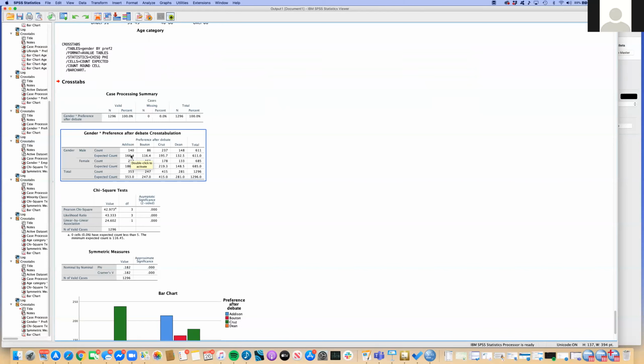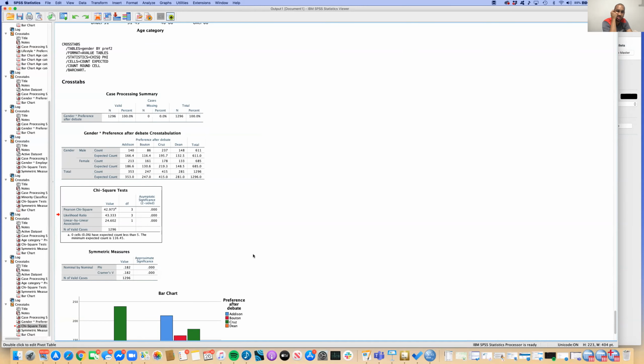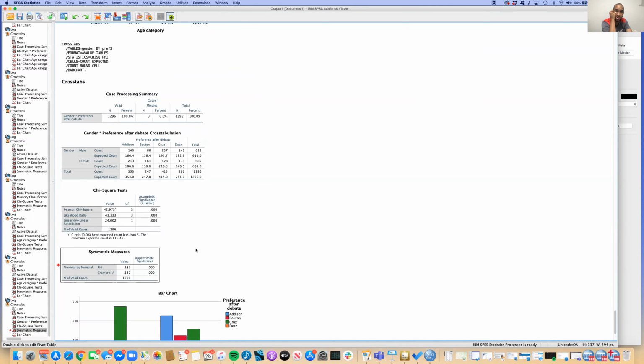Okay. The first thing we do is look at Pearson's chi-square, and we see that the p-value is below 0.05, so we understand that there is a relationship. So we will reject the null. And we can see from the data that the expected count and the actual count are different. Then we go down. This is more than a 2x2 table. It's a 2x4, so we would use Cramer's V, and that value is 0.182.